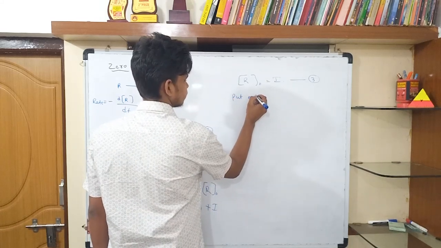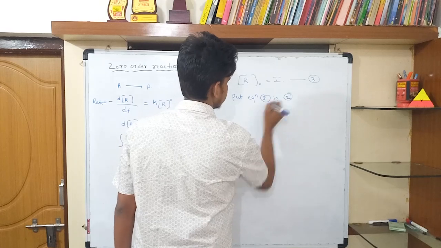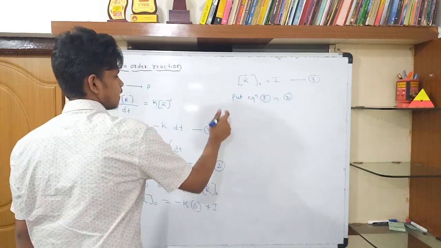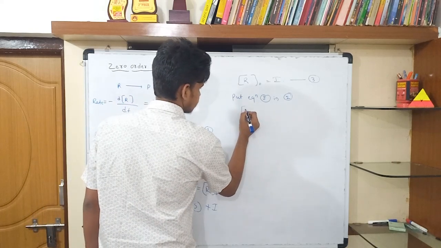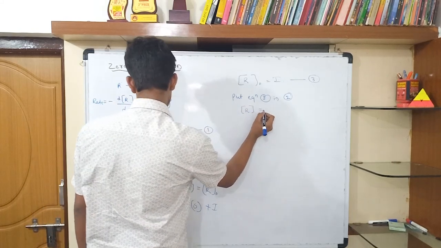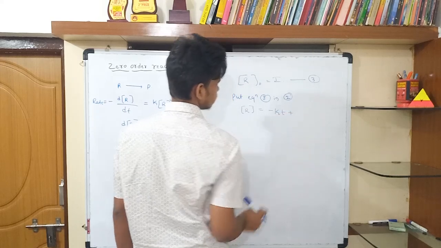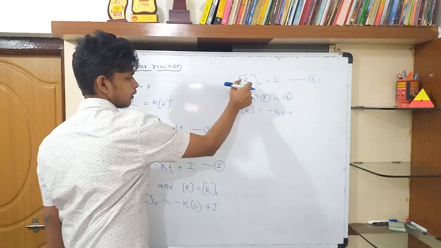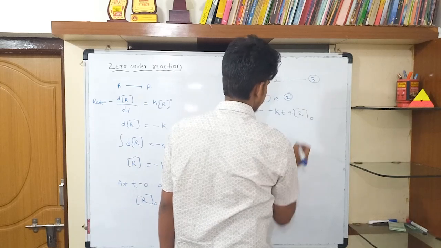Put equation 3 into equation 2. After putting, write this one as it is, equal to minus kt plus, in place of I we put R naught.